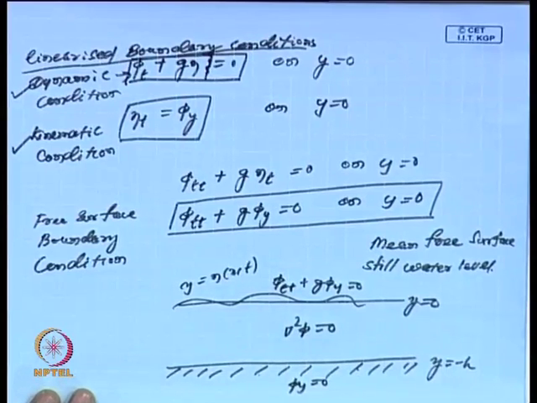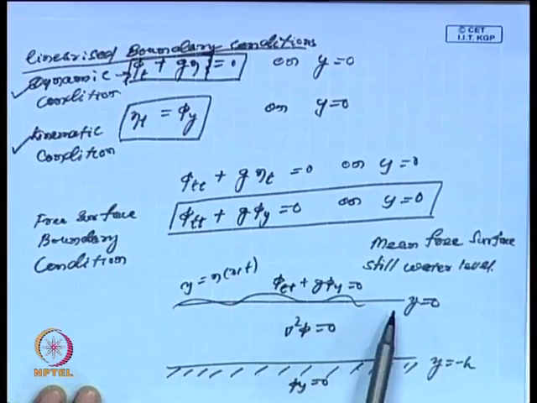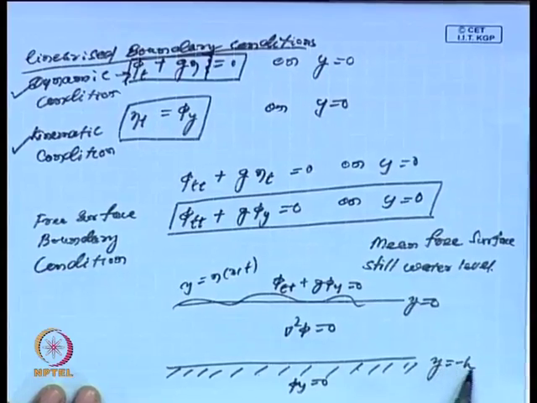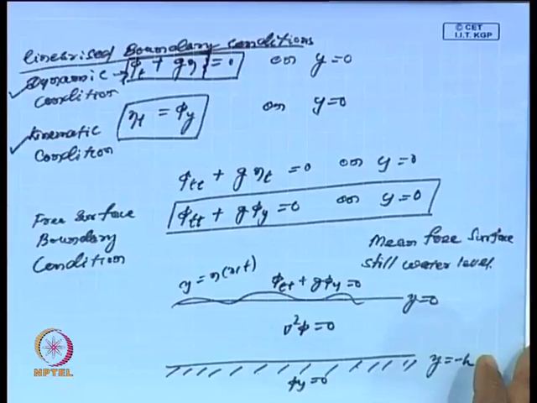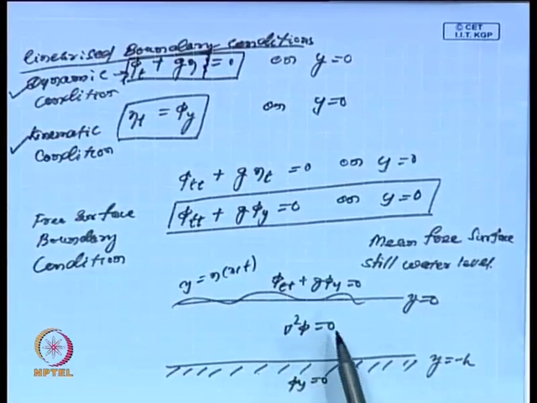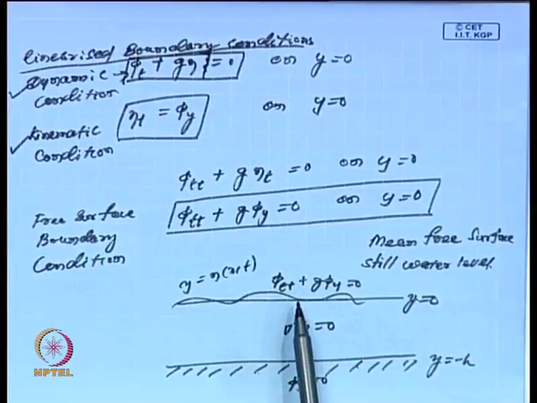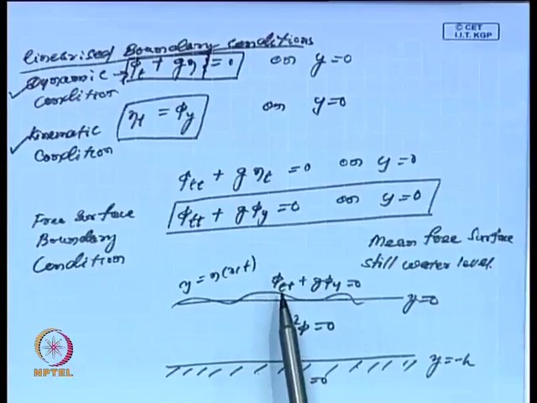So, the governing equation is the Laplace equation. We have two conditions, one is the mean free surface, phi_tt plus g phi_y equals 0, and at the bottom boundary, y equals minus h, we have phi_y equals 0. Now, I will just go back to a little about the partial differential equation. Here we are dealing with a Laplace equation, and we have two boundaries, one is the free surface boundary, the other is the bottom boundary. On the free surface boundary, I have a Robin type condition, a combination of phi_y and phi_tt.